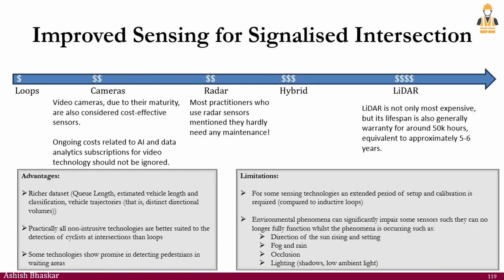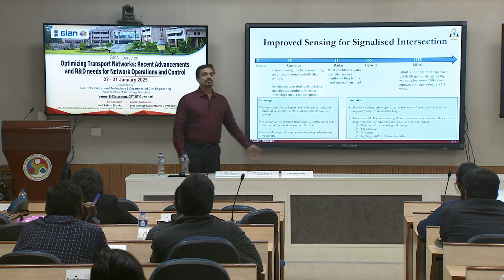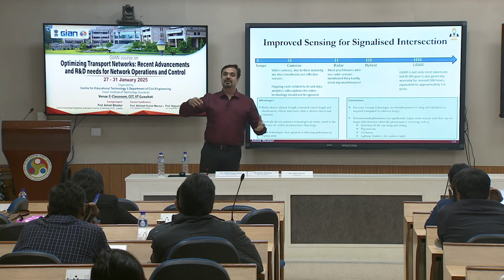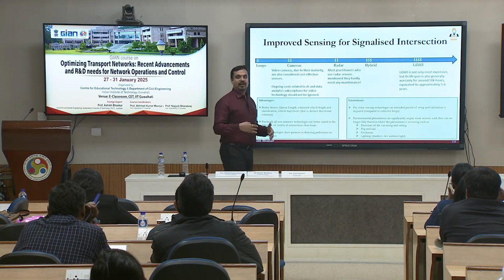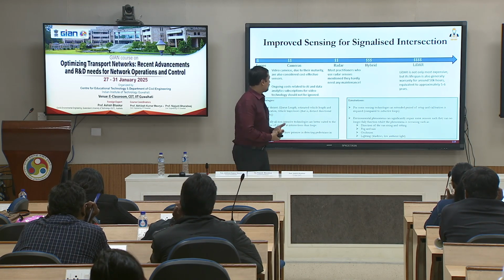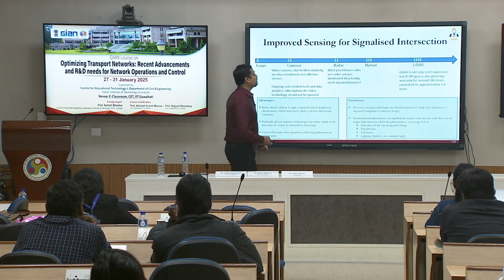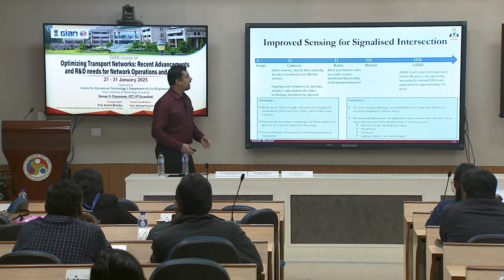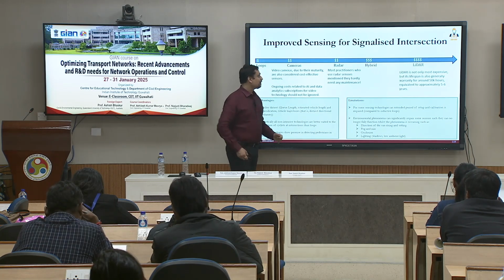Yes, there are limitations with the direction of sun rising and setting, rain, fog, occlusion, lighting, calibration, and all those things. There is a limitation from that angle, which has its own cost. That is for the camera. Same for the radar. Most practitioners who use radar sensors mention they hardly need any maintenance. Video might need maintenance, but radar doesn't.